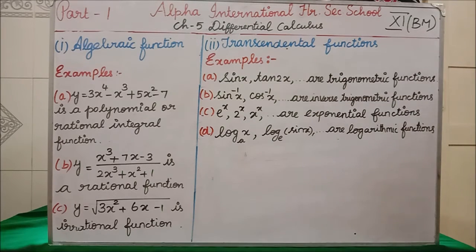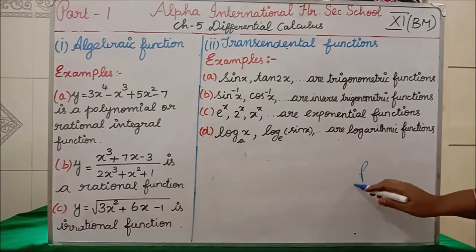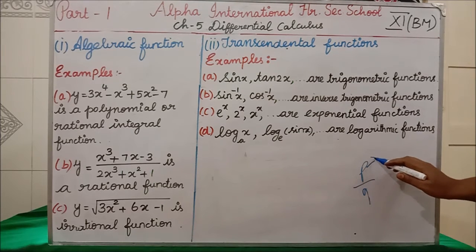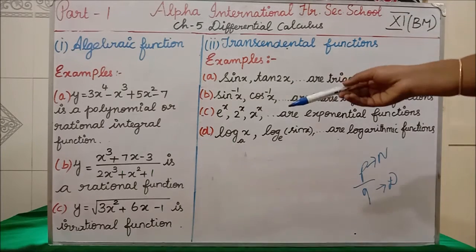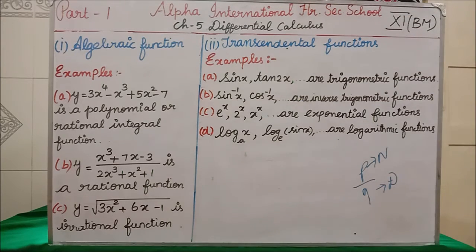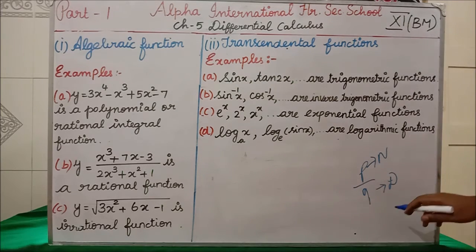A rational number will be in what form? P by Q form, isn't it? A rational number will be in the form of P by Q. P denotes the numerator and Q denotes the denominator. So it is in P by Q form, no? So it is a rational function. The third example is a square root, so it is an irrational function.